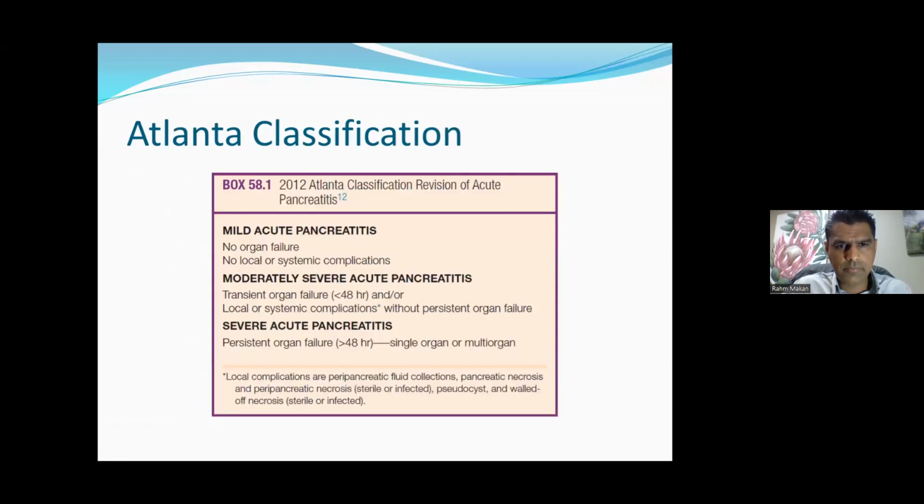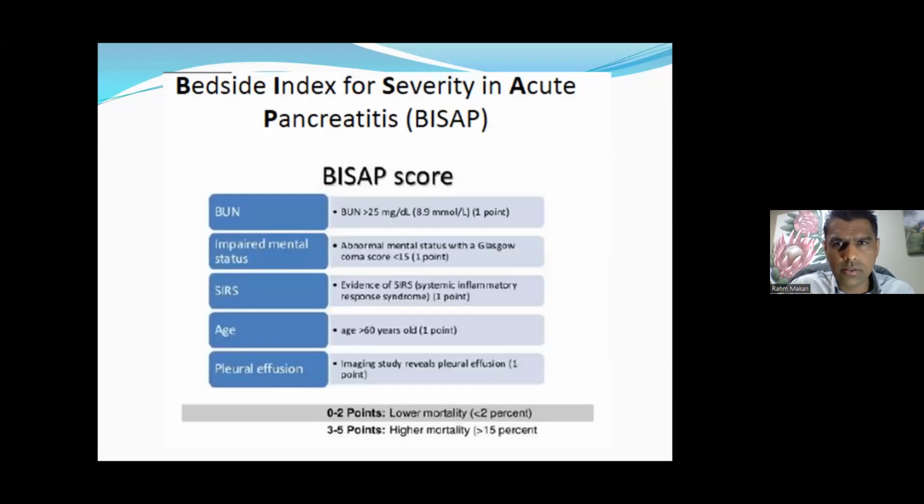Okay. And this is to show you the bedside index for severity, the BISAP score in acute pancreatitis. So this looks at the urea, the mental status, the evidence of a systemic inflammatory response syndrome, and age and a pleural effusion. Much quicker than the APACHE score.